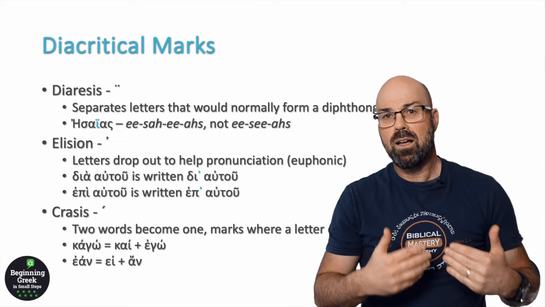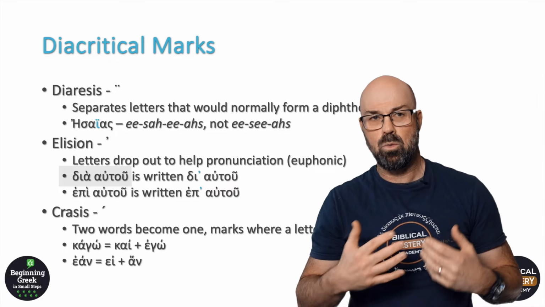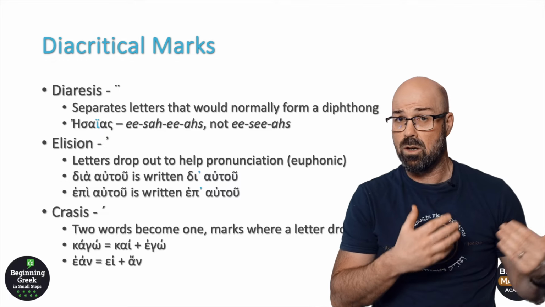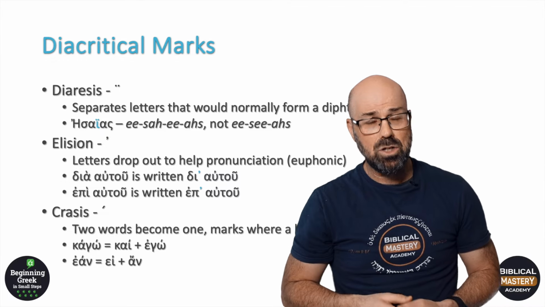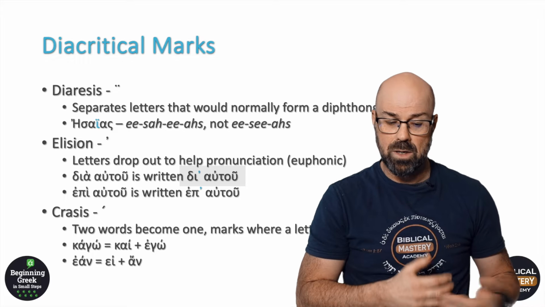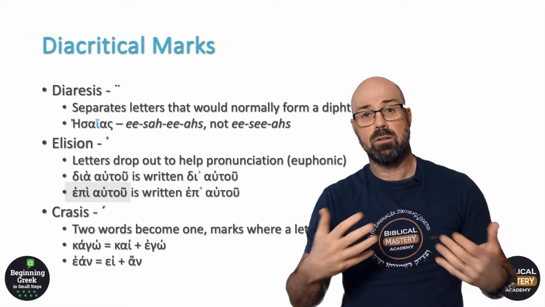So diavto, for instance, you don't want to pronounce it diavto all the time. You want to be able to speak it a little bit more naturally, and to do that you'd put an elision mark in there to indicate that the alpha from dia has dropped out. Same with ipavto, again, to do the same thing.